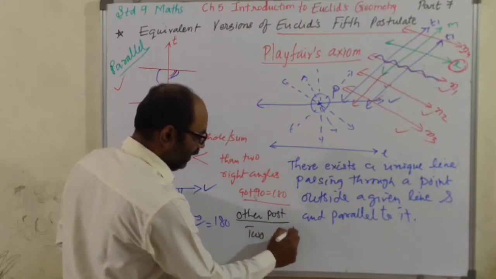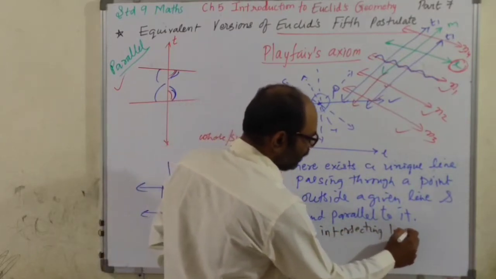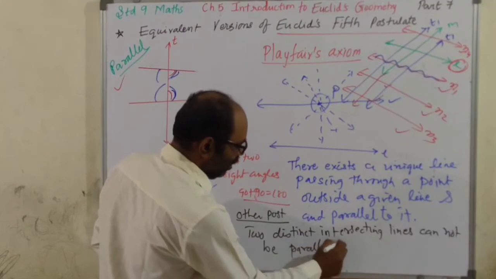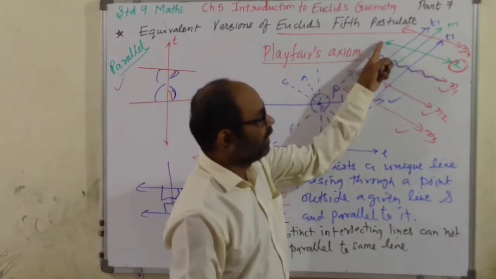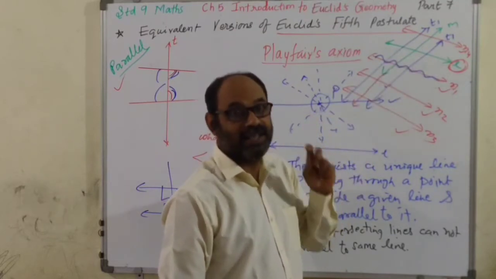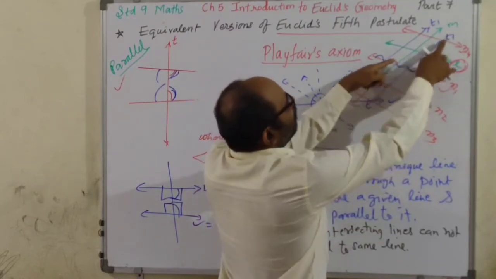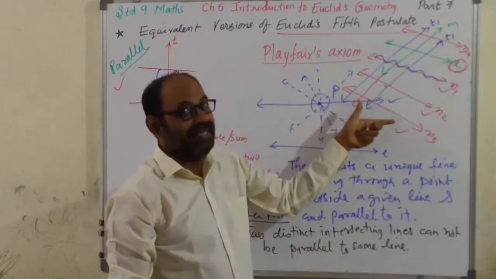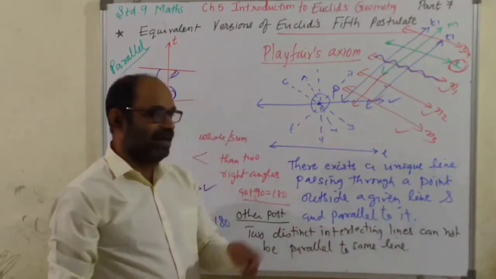And what is that? Two distinct intersecting lines cannot be parallel to the same line. Now you can see those two green lines are distinct and intersecting, but both cannot be parallel to the same line. All these red lines are parallel to L, but they are not parallel to M. The blue lines are parallel to M, but not parallel to L. So the same line cannot be parallel to two distinct intersecting lines.